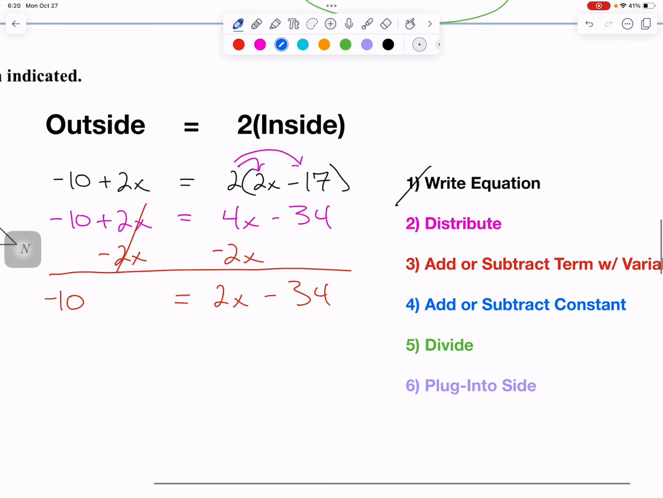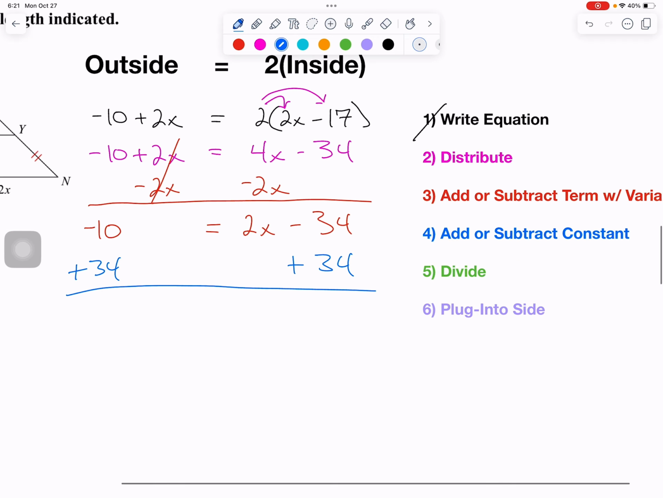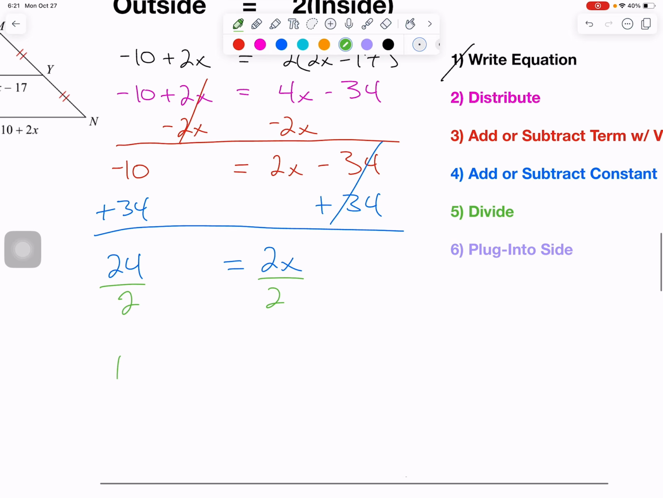Add or subtract the constant from both sides. We need to get 2x by itself. We're trying to isolate the 2x. And what's hanging out with it? It's negative 34. How do we get rid of a negative? With a positive, and what we do to one side, we will do to both sides. Negative 10 plus 34 is 24. Bring down your equals. Bring down your 2x, negative 34 plus 34 is 0. We will divide each side by the coefficient. 24 divided by 2 gives us 12, equals x.